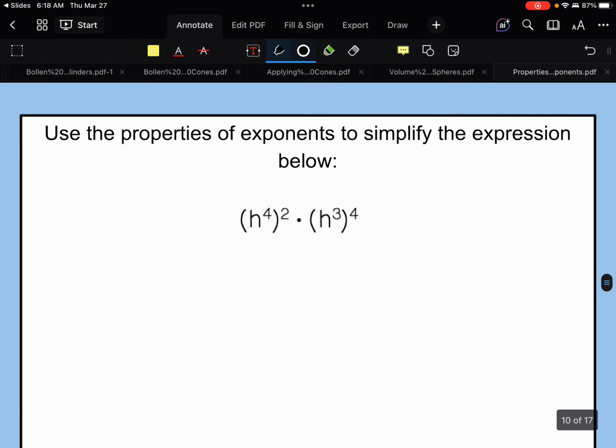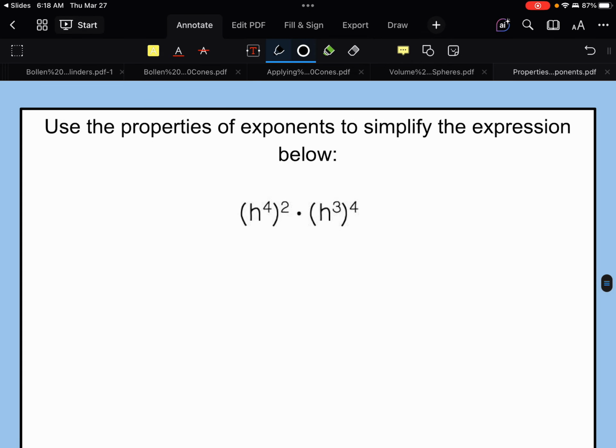And here we're going to do a similar thing and then combine. So I have h to the fourth power squared. So I'm going to multiply these two and get 8. So I'll have h to the 8th times h to the third power to the fourth power. So I've got to multiply these two and get 12. And then I get h to the 12th power.